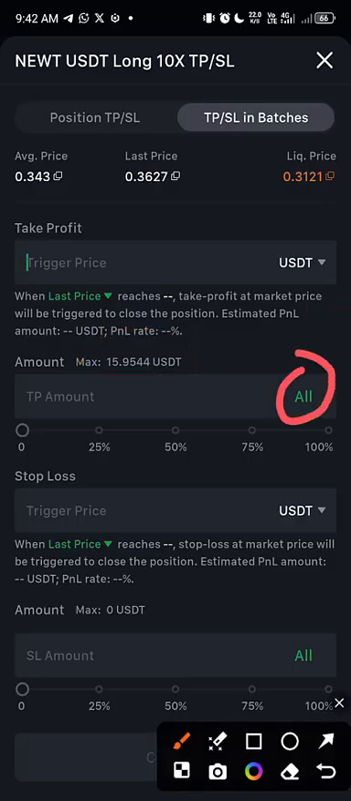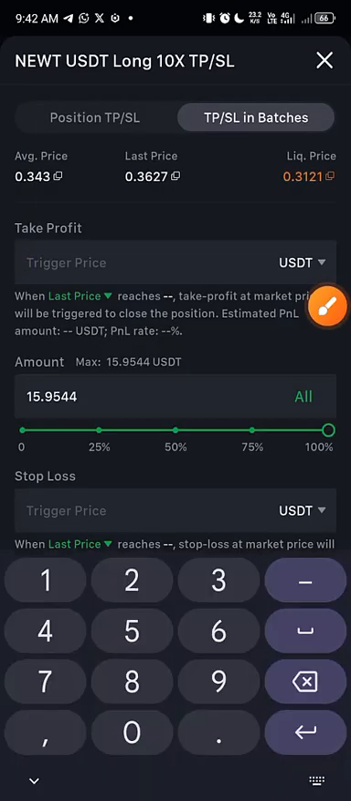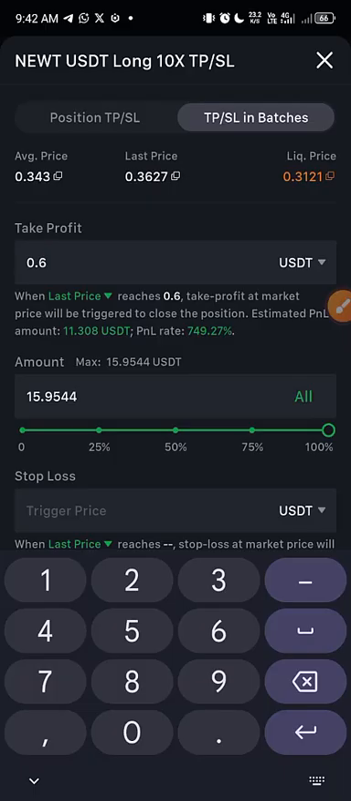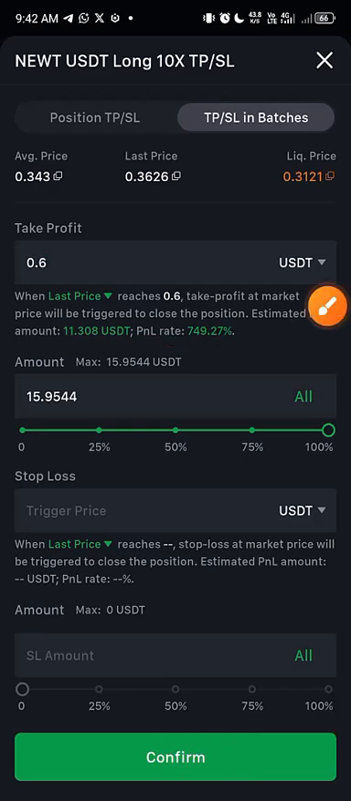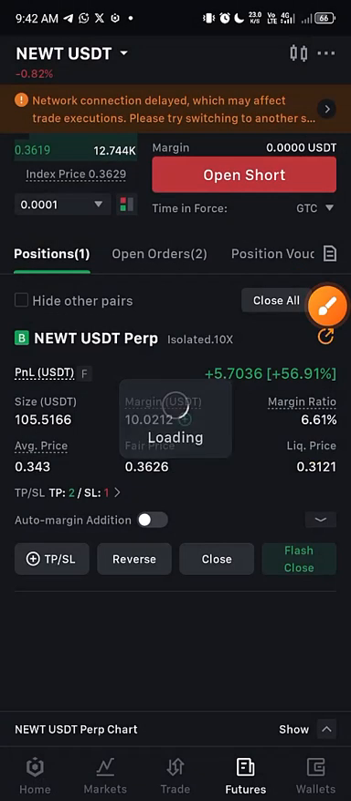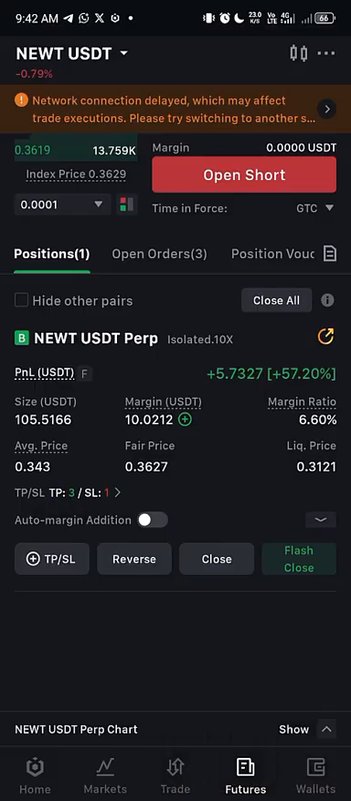So it's remaining 15, and then I'll put it at 0.6. This is giving us 11 dollars. Now you can see the percentage in return is 749%, which is very, very huge. So now I can put this and then click on confirm. So you can see TP is 3 right there. You can see it there. So now I've set my TP, I've set my SL, I've done everything.